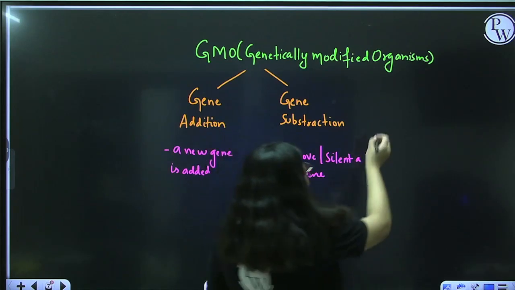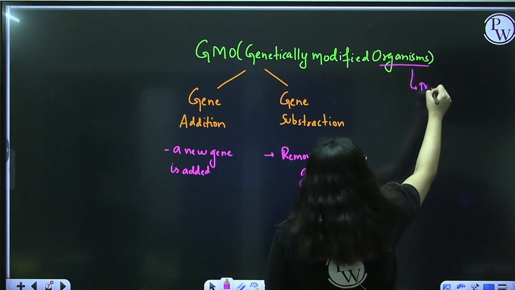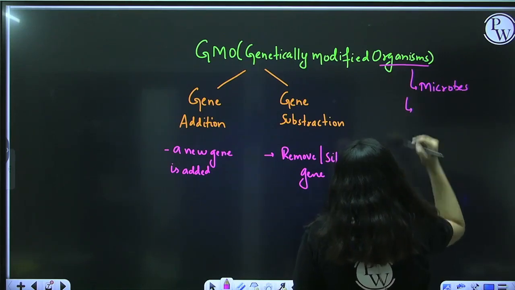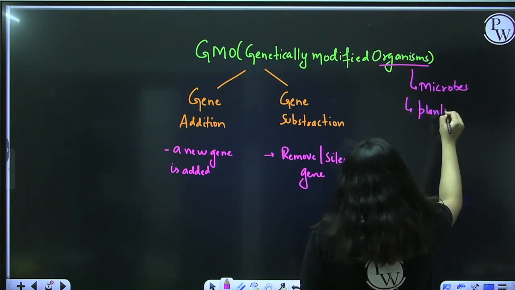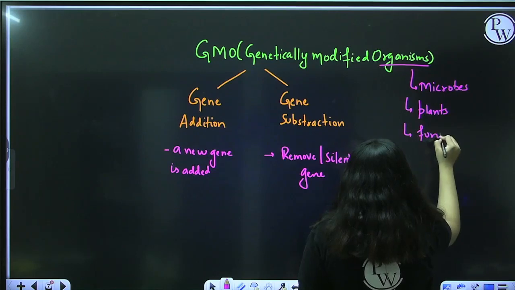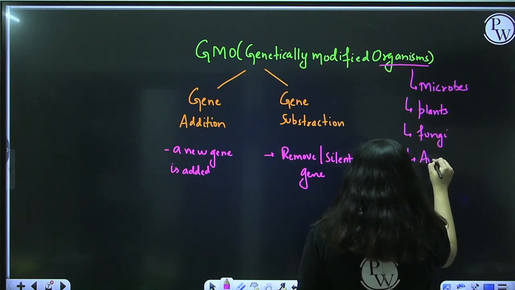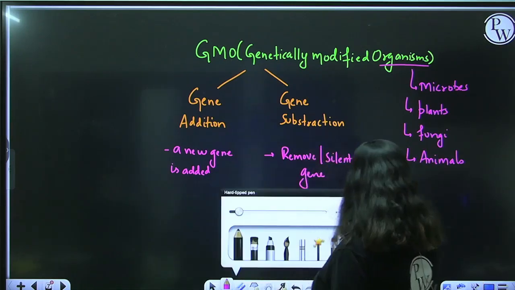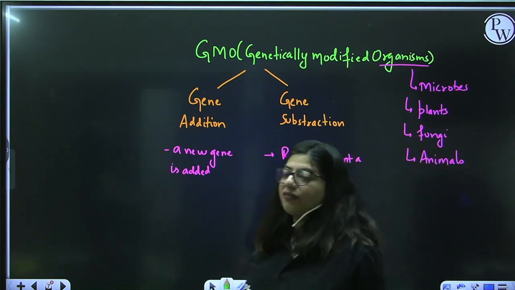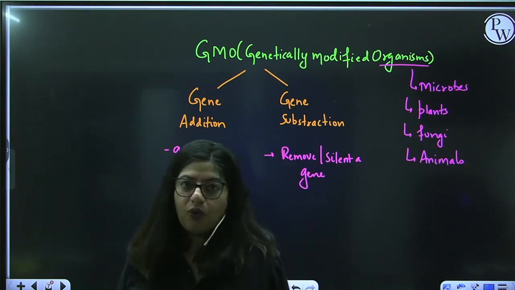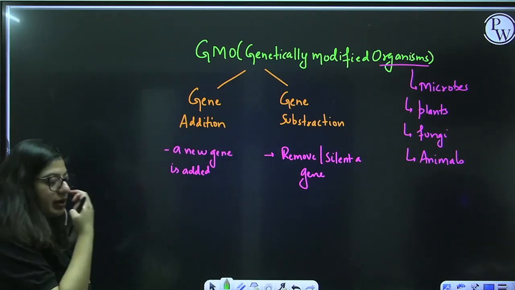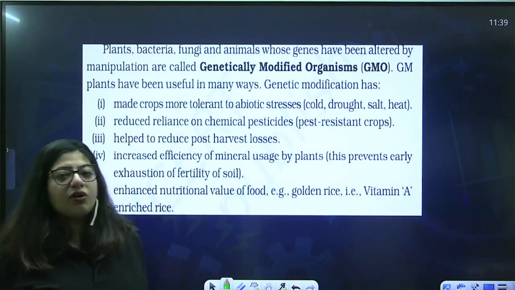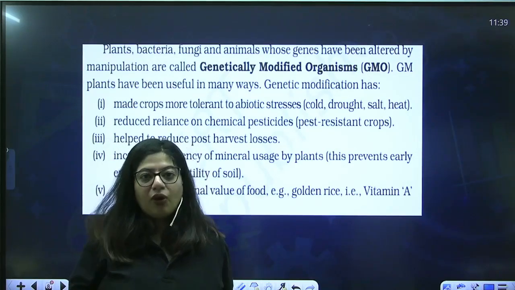Now, what organisms can be modified? These can be microbes. These can be plants. These can be fungi. And yes, these can be animals as well. So all these types of organisms have been modified so far. And yes, they are very much important. Let's see how. Because we are talking about plants, let's see how genetically modified plants have been modified.